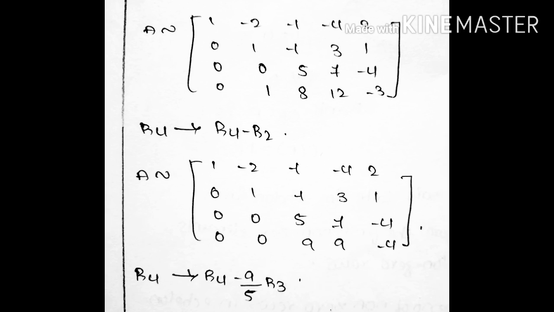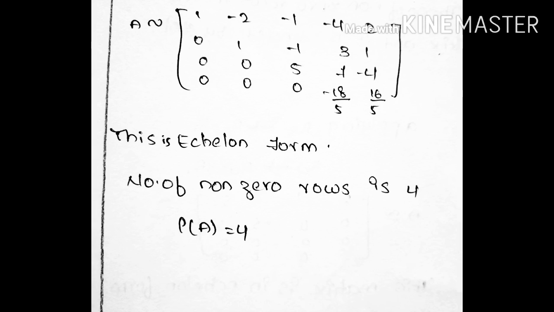After applying this row operation, here I get this matrix, but in this matrix also in the third row I have 2 zeros, fourth row I have 2 zeros, which is not in echelon form. In the fourth row it should be more than 2 zeros. That's what I am taking. R4 tends to R4 minus 9 by 5 into R3. After applying this row operation, here I get this matrix.